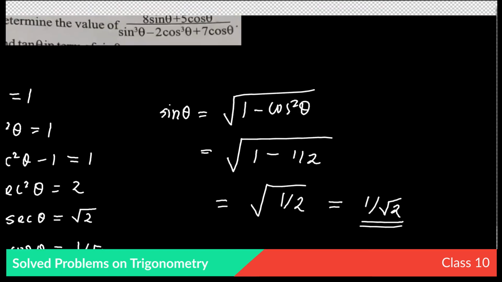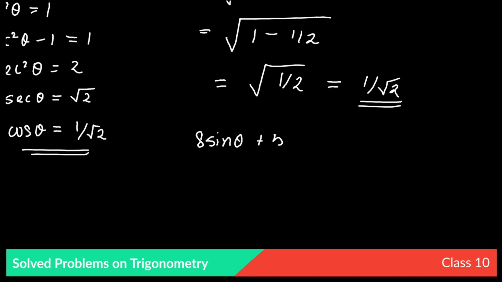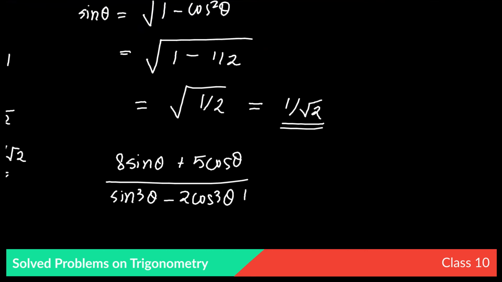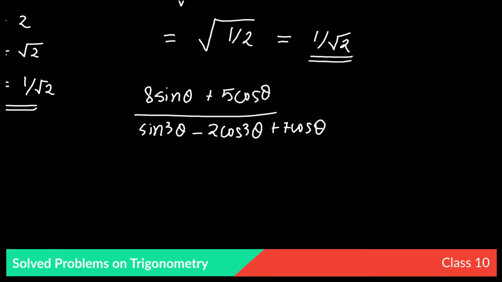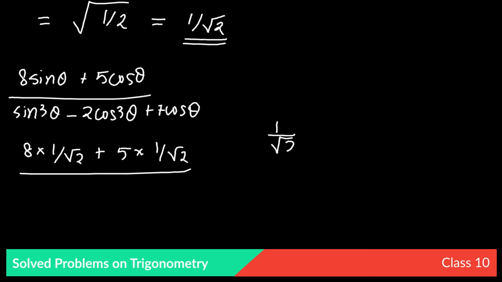8 sin theta plus 5 cos theta, we will write the expression. It is 8 sin theta plus 5 cos theta by sin cube theta minus 2 cos cube theta, what is given, plus 7 cos theta. Okay, now we will simply put the values. So 8 into sin theta means 1 by root 2, plus 5 into cos theta is also 1 by root 2. Now if we do the cube of 1 by root 2, it is 1 by root 2 into root 2 into root 2. That means root 2 into root 2 is 2 and another root 2 is there. So 1 by 2 root 2.